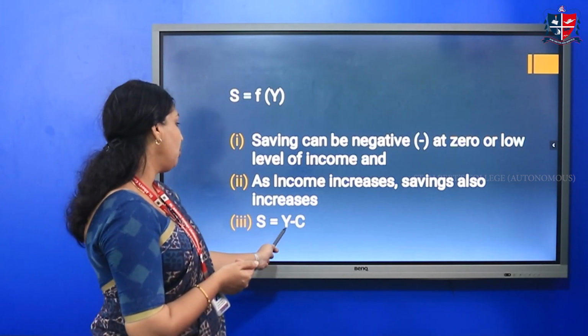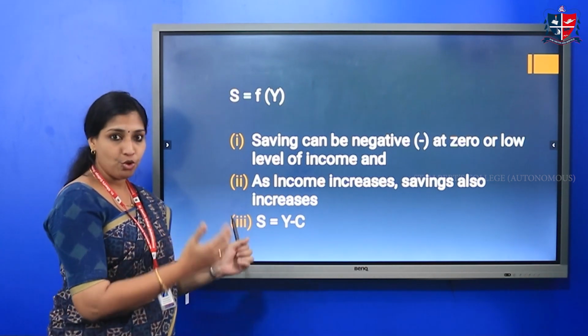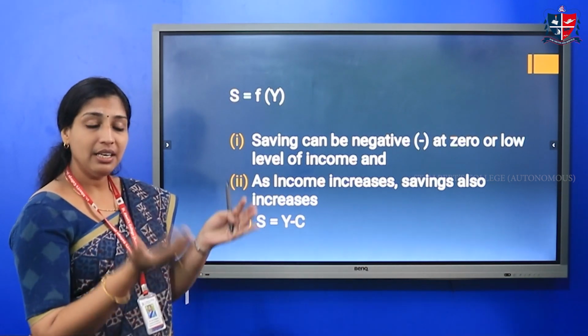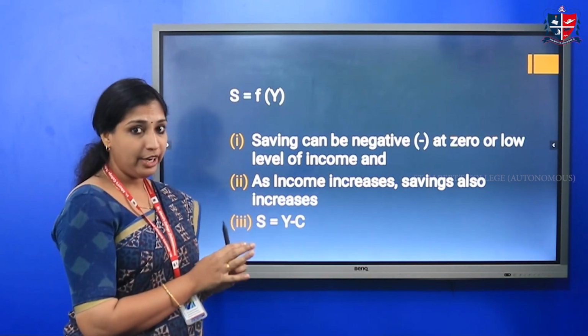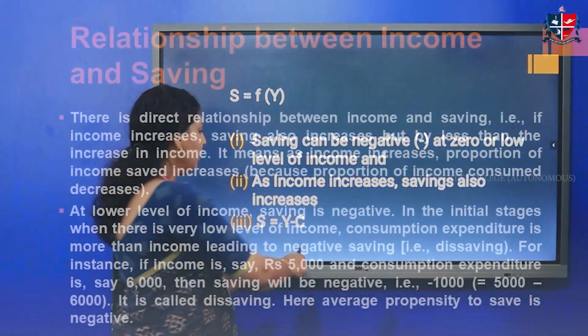And S is equal to Y minus C. See, savings is actually the portion left after deducting consumption from the income, right? So Y minus C. Y is income and C is consumption.